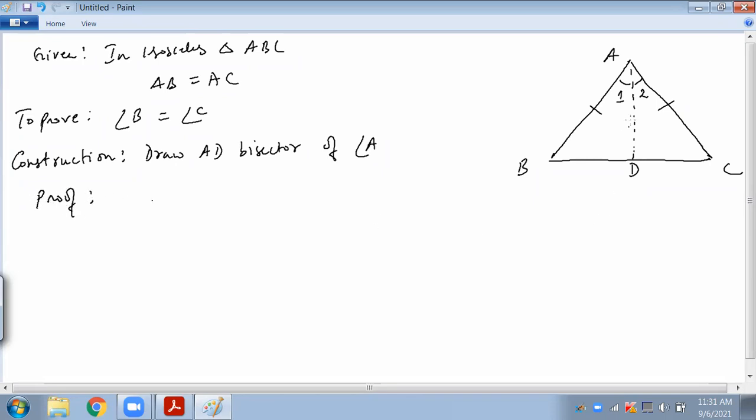Now we'll show these two triangles congruent. Say we have to show that angle B and C are equal. They are not equal yet. We have to show it equal. How to show it equal?